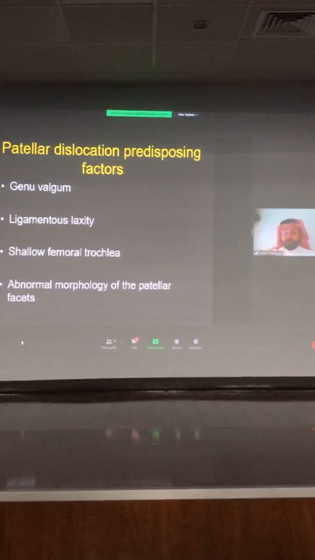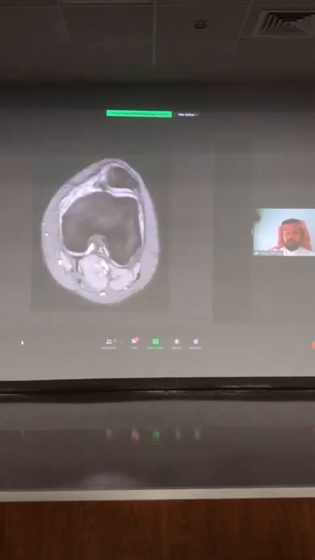The patients that usually present with patellar dislocation usually have genu valgum. They will have knock knees with ligamentous laxity, a shallow femoral groove, femoral trochlea, and an abnormal morphology of the patellar facets. As we see in this patient over here, the trochlear groove is very shallow, which predisposes this patient to patellar dislocation, and we can see that the medial patellofemoral ligament is abnormal here with maybe an avulsion of the medial patellar aspect over here.